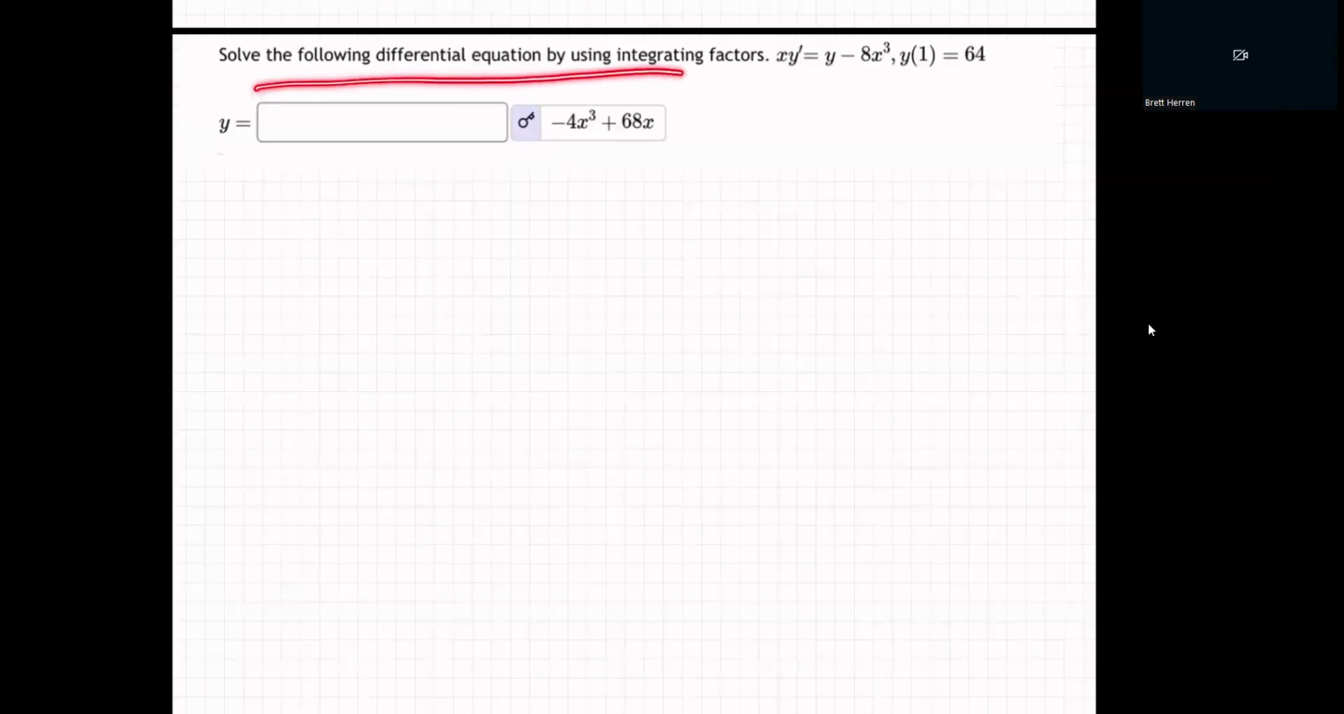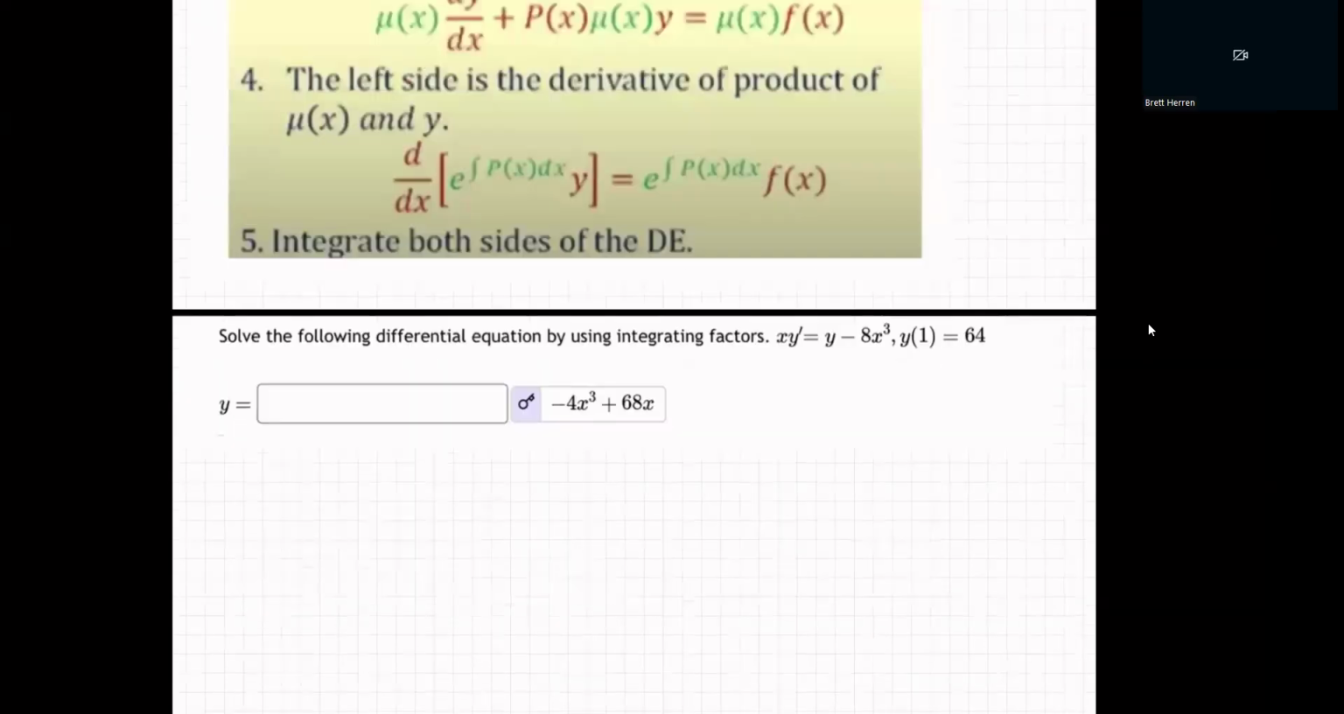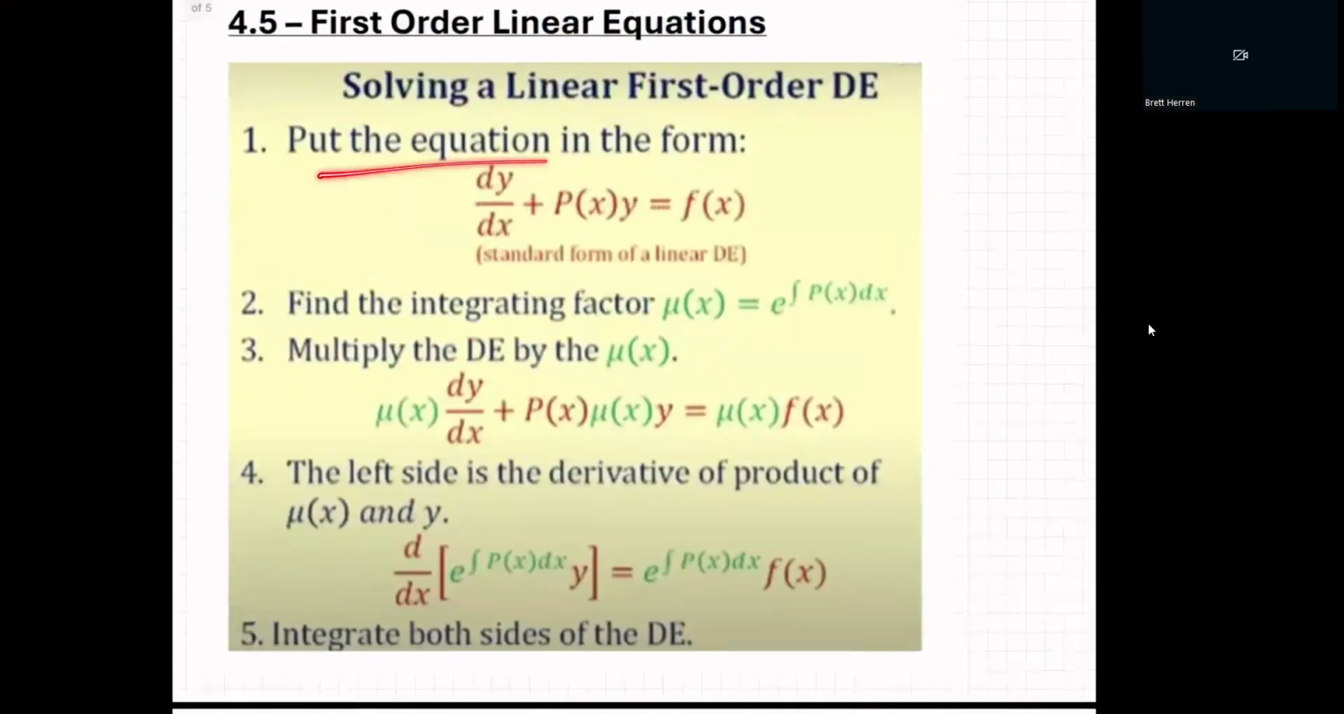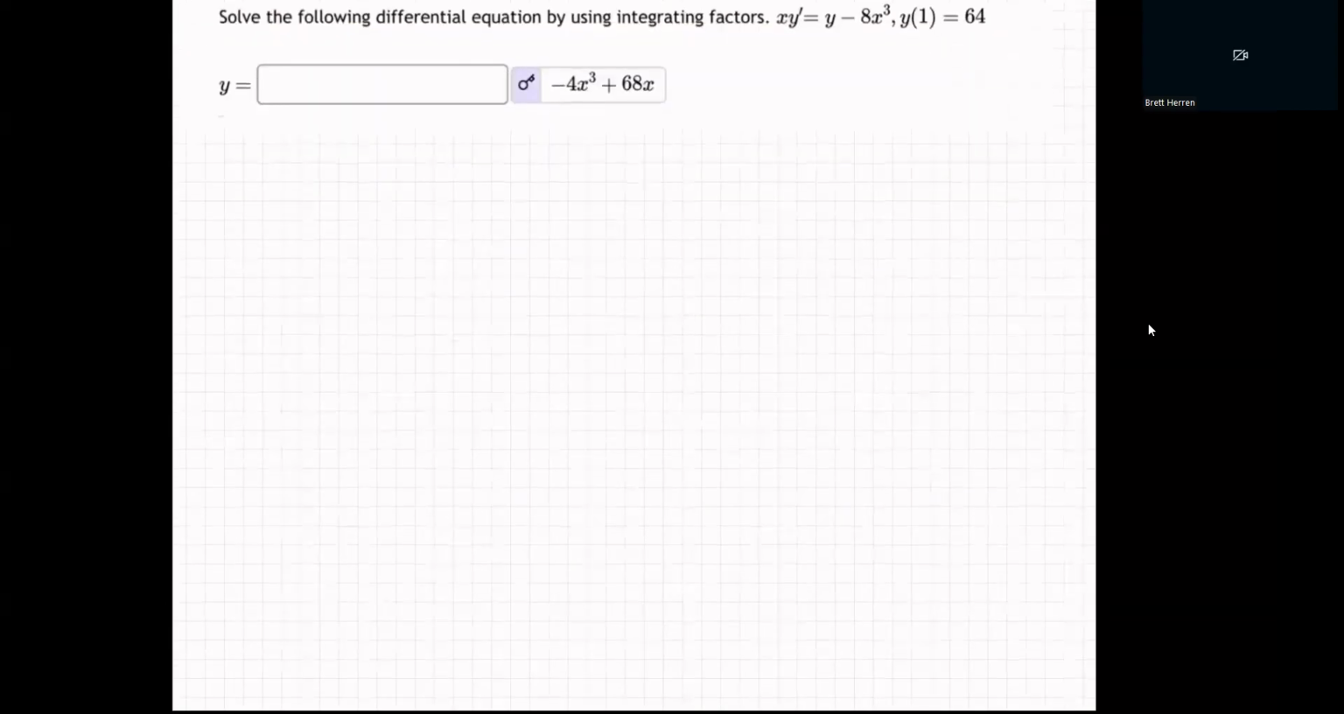Solve the following differential equation by using integrating factors. So how do we do that? Here's the steps. Step one, get dy dx or y prime alone, then the y term, then the other stuff. So let's do that. Step number one.